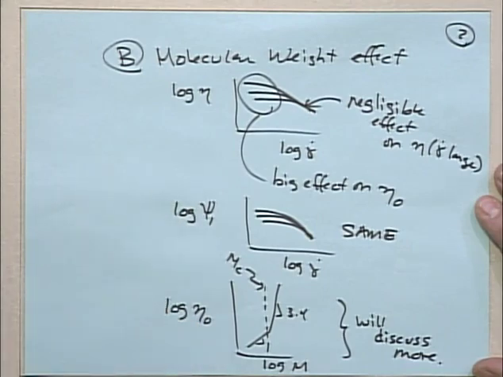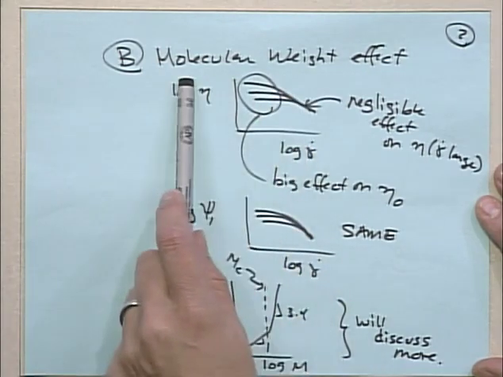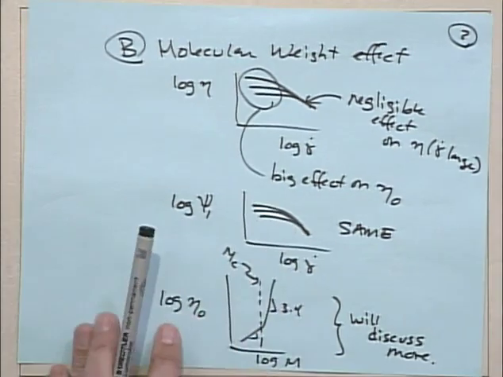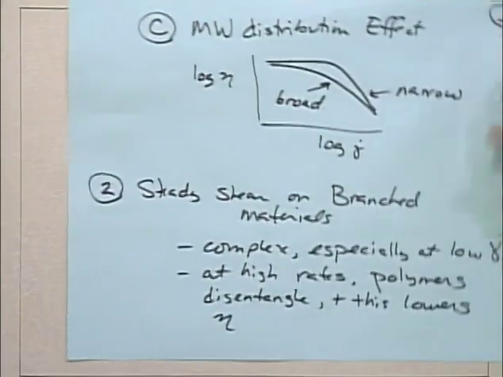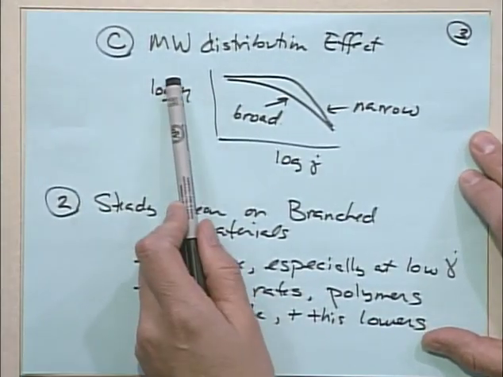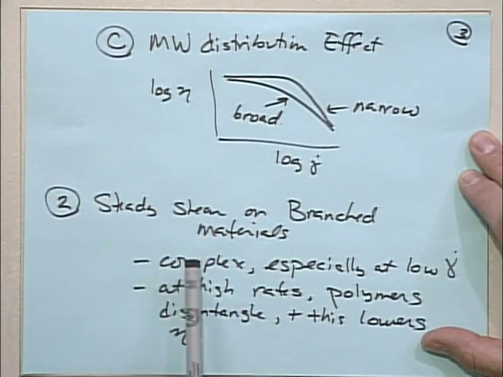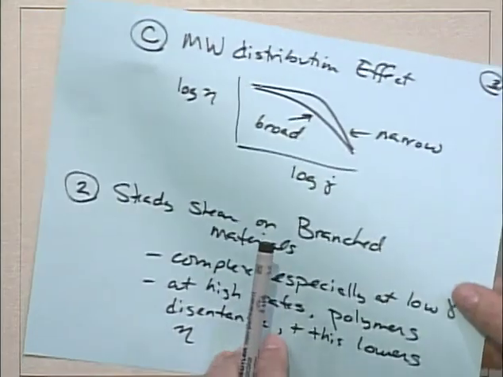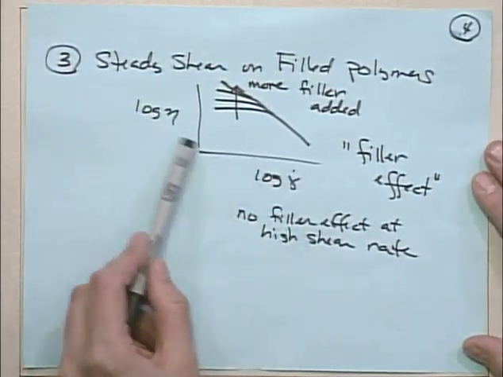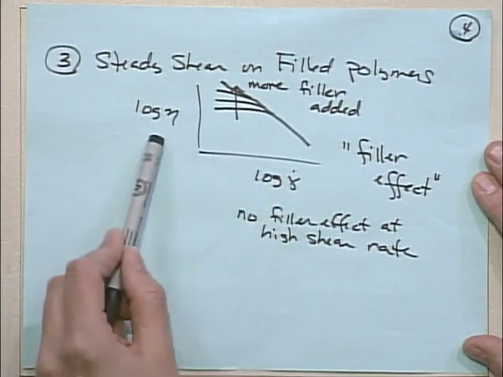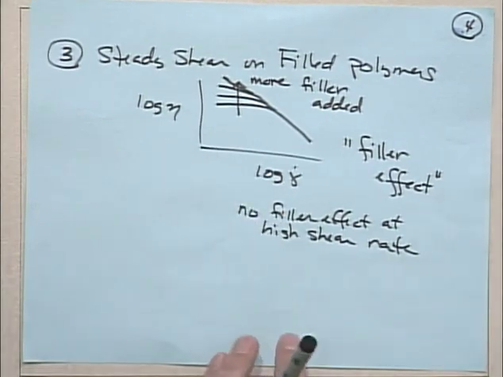Then we said, looking at that same material function, how does it vary with a bunch of material parameters, for instance, molecular weight, and we talked about the effect of molecular weight. We talked about the effect of molecular weight distribution. And then we talked about another change to the material parameters, whether it was branched or not. Then whether or not we added filler. And all these are plots of viscosity versus shear rate, and I always plot them on a log-log graph.